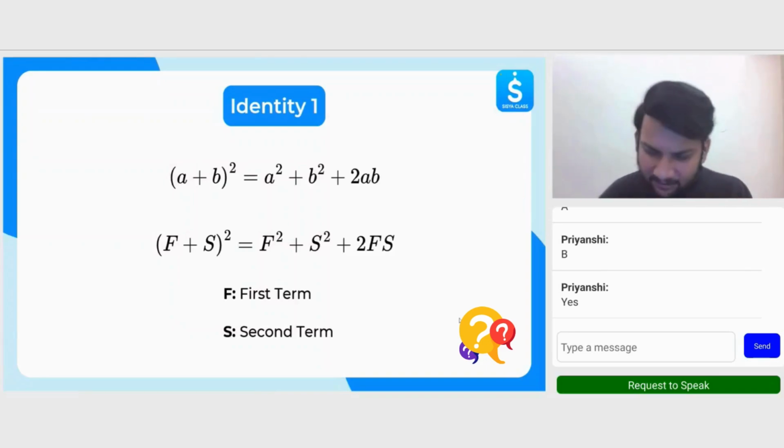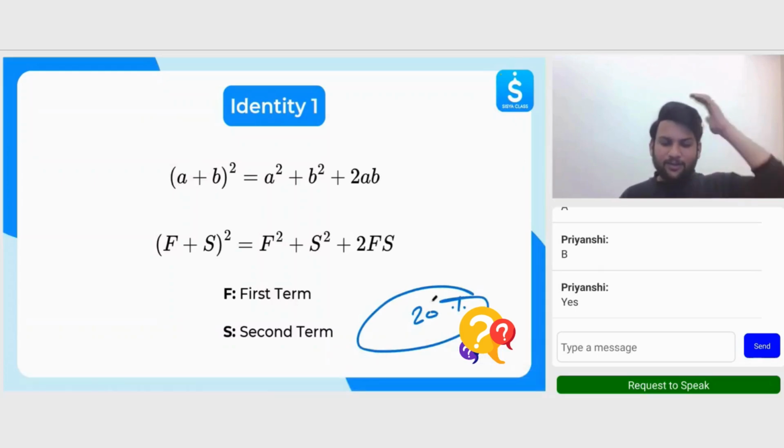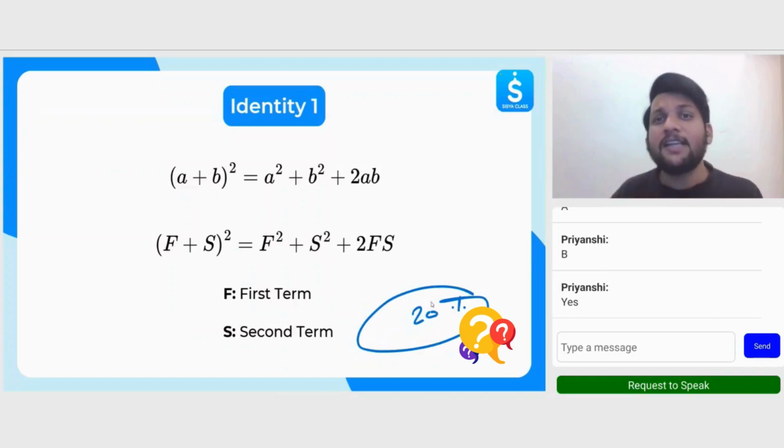Can I say, dear students, at least 20% you are understanding? I'm not asking for 100%. At least 20% it is clear what sir is doing. Yes or no? Yes, Priyanshi is saying yes. Great. So at least 20% if you're understanding, let's make the rest 80% also clear.